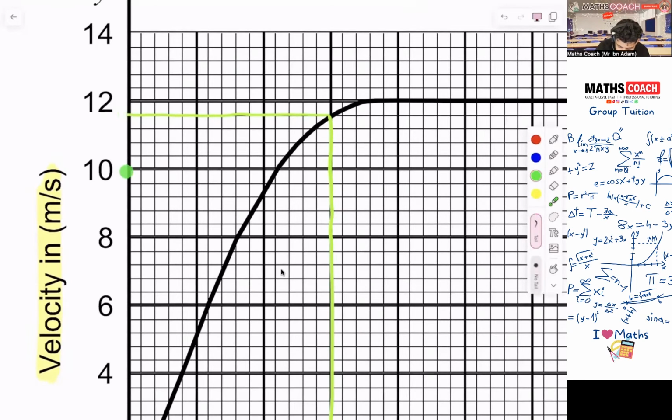Given that this is 10, this is 12, that means the jump here is obviously 2. So how would I work out the value? What is each of these squares worth? How would I calculate that?